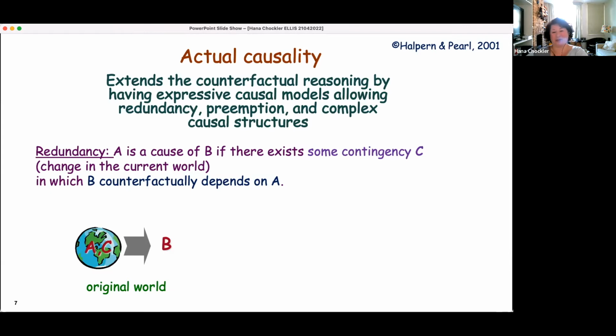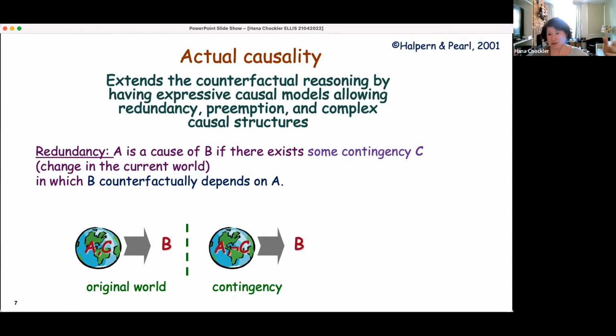So let us now try to define causes that will work even in presence of redundancy. So A would be a cause of B if there exists some contingency C, which is a change in the current world, in which B counterfactually depends on A. In other words, we have an original world in which A happened and C happened, where C is some other set of variables, and B occurred. And now, just switching A to not A does not negate B.